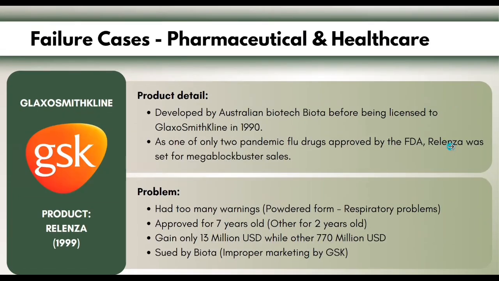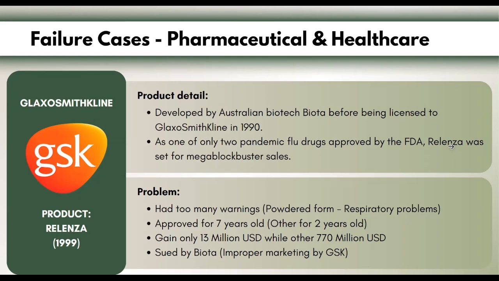Wan. So let's look at the failure cases for the pharmaceutical and healthcare industry. The first one is GlaxoSmithKline, GSK. This company produced a product called Relenza in 1999. It was actually developed by the Australian biotech Biota, and was licensed to GlaxoSmithKline in 1990. It was one of only two pandemic flu drugs approved by the FDA. Relenza was one of them, and the other is called Tamiflu. It was set for mega blockbuster sales, but there were some problems.